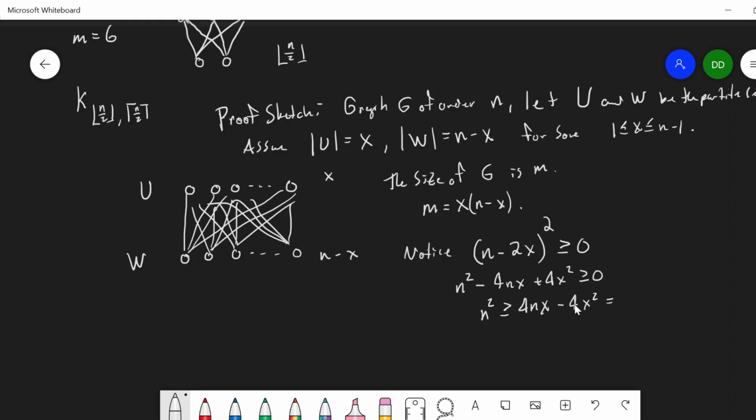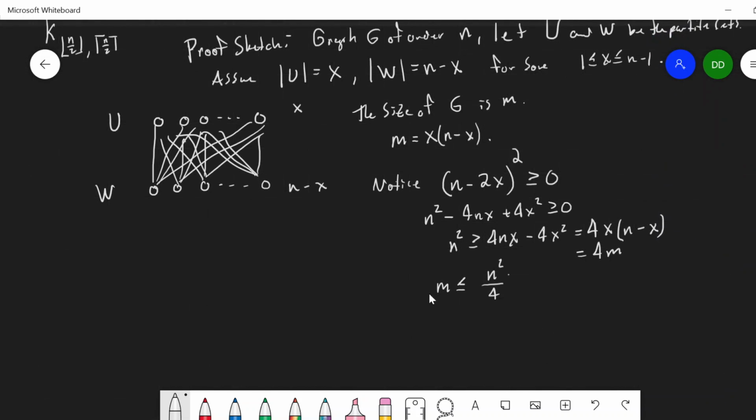And I can simplify this a bit. I can pull a 4x out of everything, in particular 4x times, what am I left with? N minus x. So look, I have x times (n minus x), that's M, so this is 4M. So n squared has to be greater than or equal to 4M. Rewriting this, n squared over 4 has to be greater than or equal to M. M is less than or equal to n squared over 4.